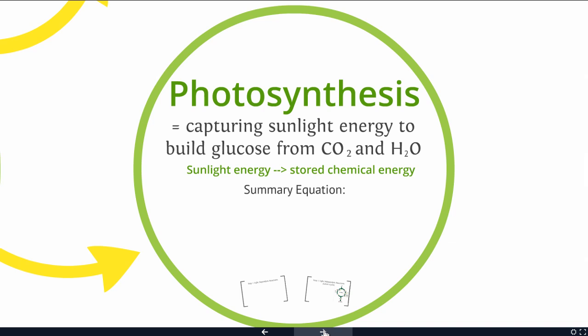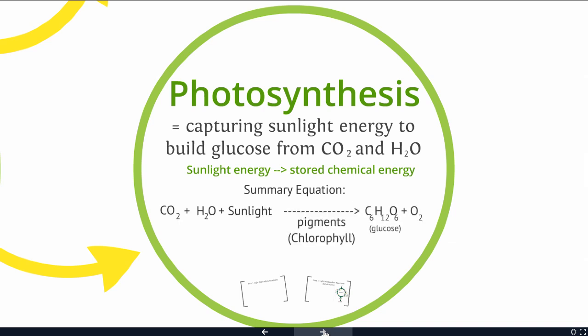Just like cellular respiration, we've got a summary equation. Carbon dioxide plus water plus sunlight in the presence of pigments called chlorophyll will build us glucose and give us a waste product of oxygen. This process is going to happen in 2 steps, and both of those steps are going to occur in the chloroplasts.